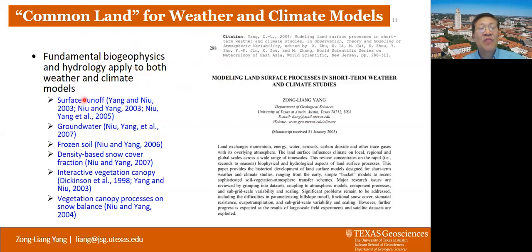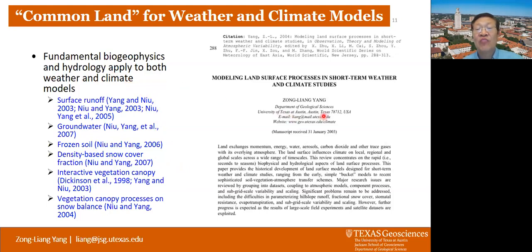So the parameterizations just talked about earlier that have played a major role in upgrading CLM from an earlier version to a later version, such as surface runoff, groundwater, frozen soil, density-based snow cover fraction, and the interactive vegetation canopy, and the vegetation canopy processes for interception of snow and snow drifting from the canopy, and the snow radiation transfer and turbulence exchange between canopy and snow. Those biophysical processes should also apply to weather models, not just CLM for climate models.